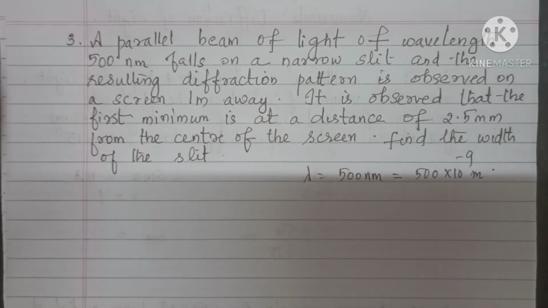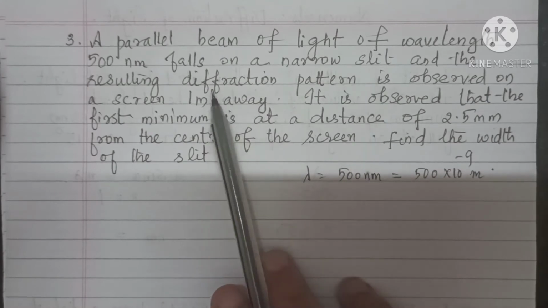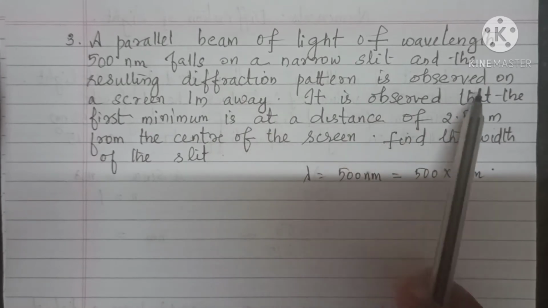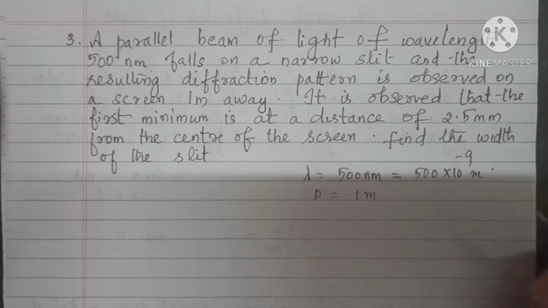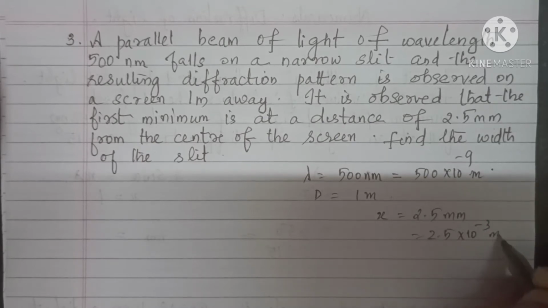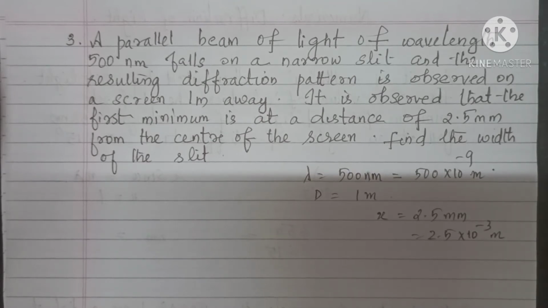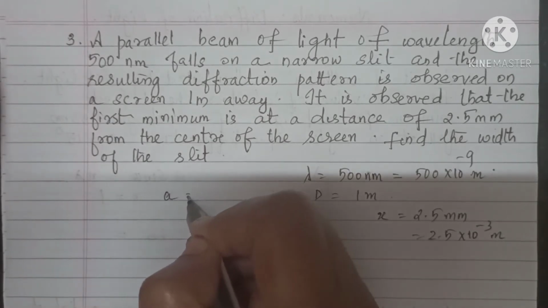Okay, now it falls on the narrow slit, and you can view the diffraction pattern on a screen which is 1 meter away. So capital D equal to 1 meter. It is observed that the first minimum is at a distance of 2.5 millimeter from the center of the screen. So what is this 2.5 millimeter? It is x, isn't it? That is from the central maximum to that point. x is equal to 2.5 millimeter, or 2.5 into 10 power minus 3 meters. Clear? Now you are asked to find the width of the slit, that is a should be calculated.